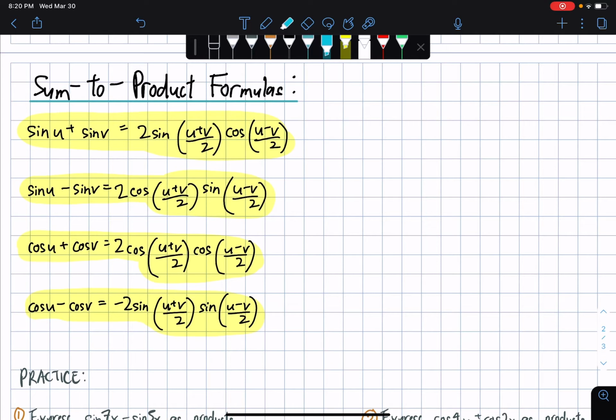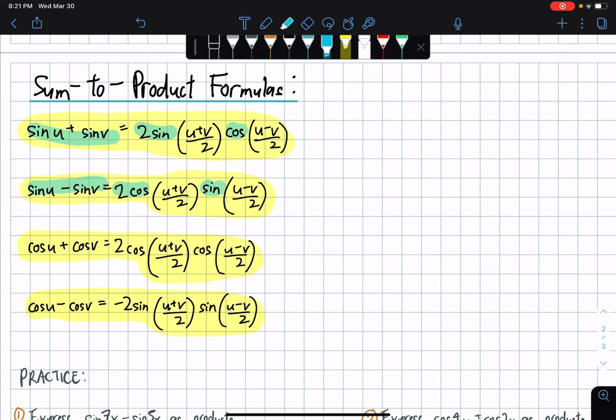For sin u plus sin v, maybe 2 sin and cos, and 2 cos and sin for sin u minus sin v. Hopefully that would be a clue. And the rest is history. U plus v over 2, u minus v over 2. I think each of the formulas have that. So as you can see here, the same.